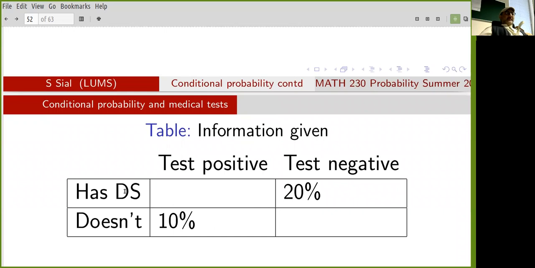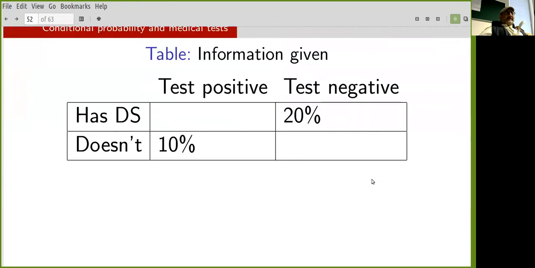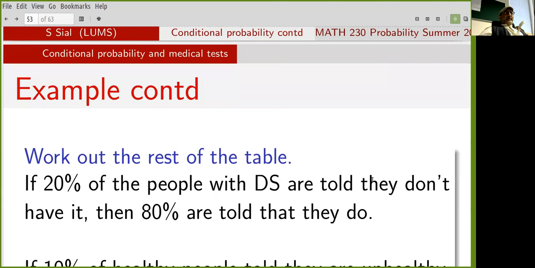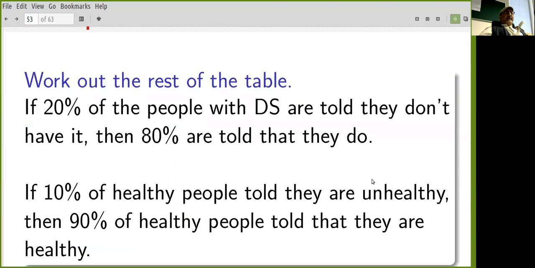Okay, so here, this row has DS, doesn't have DS, test positive, test negative in the columns. So the people who don't have DS, 10% of them will be given something wrong. Okay, and for people who do have DS, 20% of them will be given the wrong information by the test. Now we can work out the rest of the table.